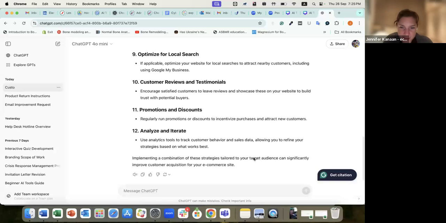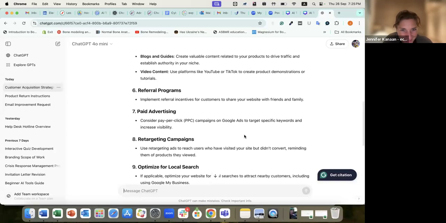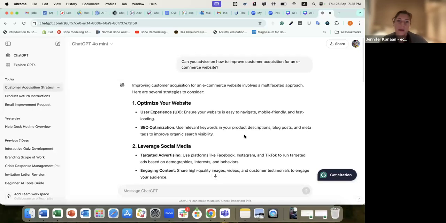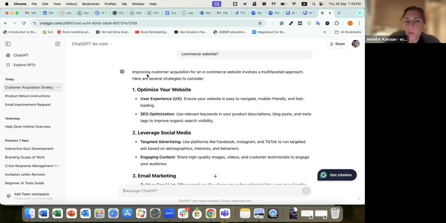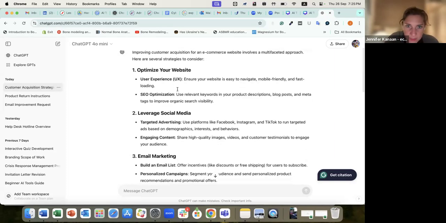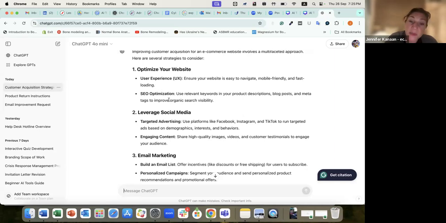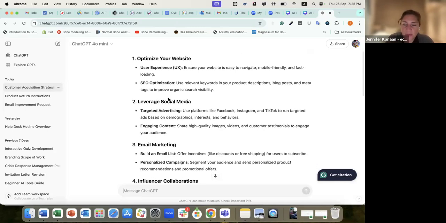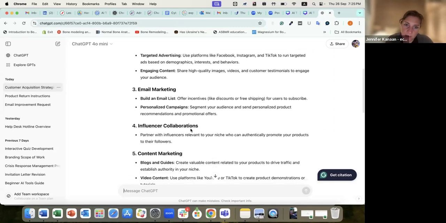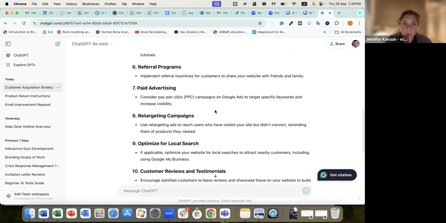Okay, I guess you can see how fast it is. So basically, I think in that case, ChatGPT was able to delve into the amount of information it has. One of the things is optimize your website by doing user experience or SEO optimization. So this is where it can help you devise strategies for your business without really having to do all of the research on your own. Leverage social media, do email marketing, influencer collaboration, content, referral program.